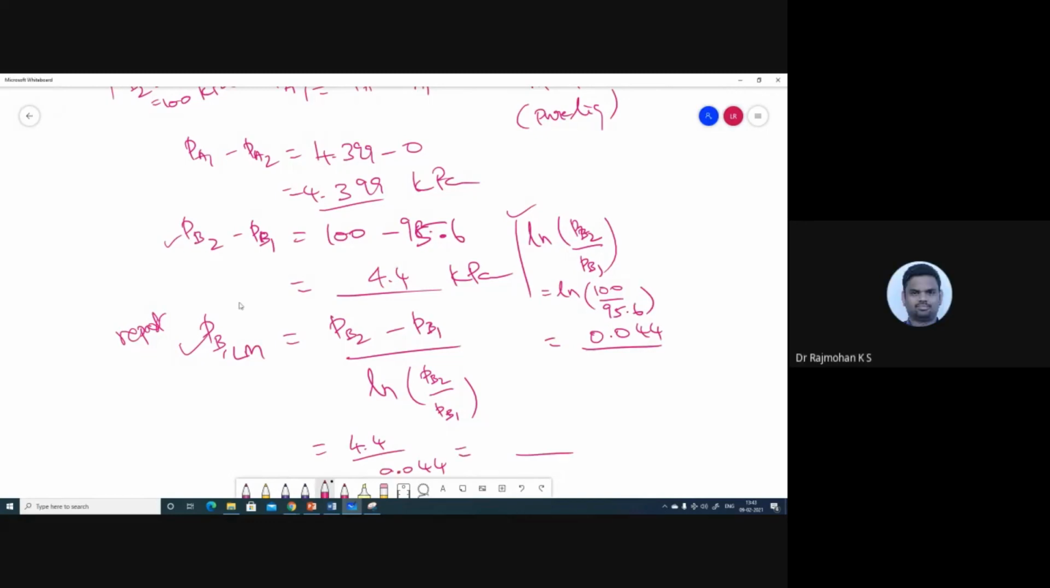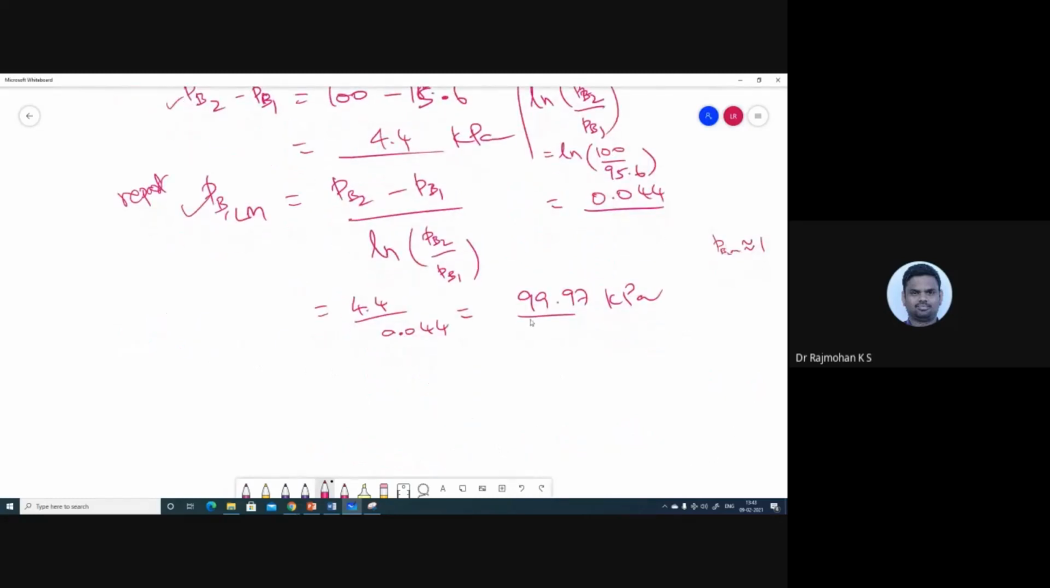How much is PB logarithmic mean? Almost 100. Yes, sir, 99.97 around. So in many cases, if it is very dilute, PB logarithmic mean is almost equivalent to 1 only. That's why sometimes when you make the mistake of forgetting to add this term, we still get a similar answer. That's why we ask you to report this separately so that you don't forget to add this term.